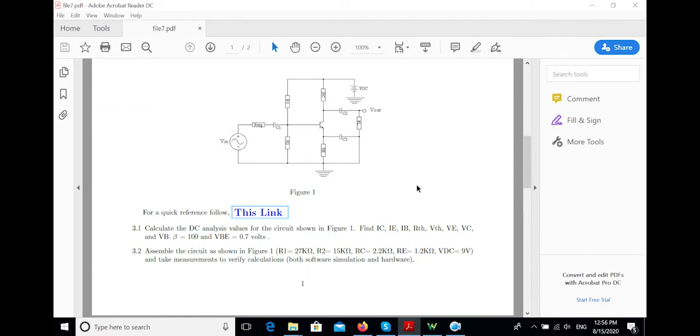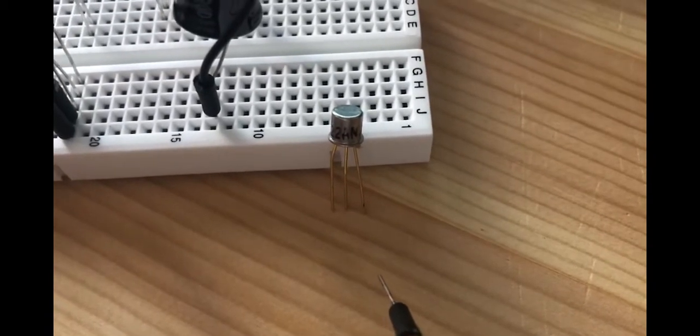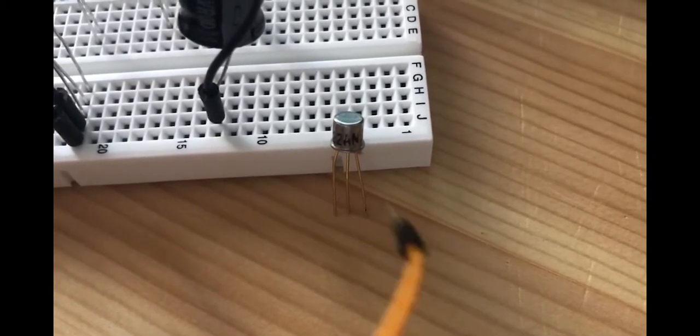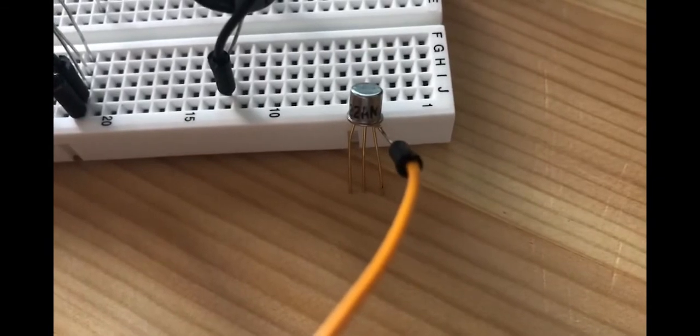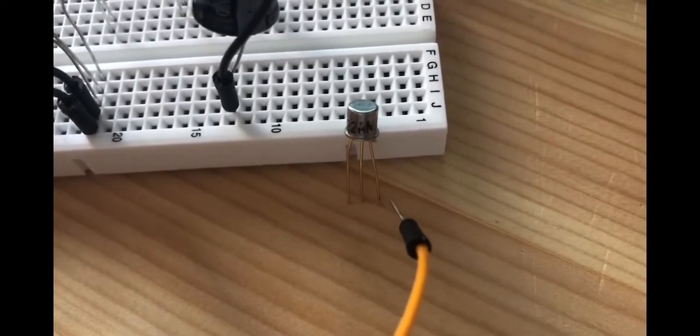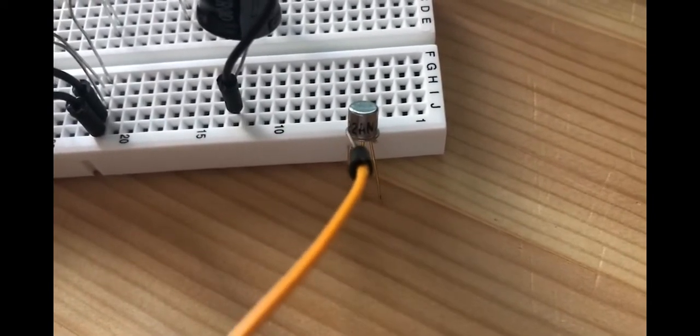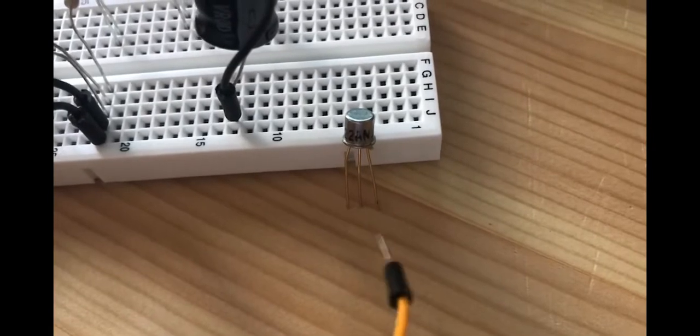There is nothing else here to mention. Let's move to the circuit. You can see the 2N2222 BJT transistor. This notch here is the emitter. So the right pin is emitter, the middle one is base, and the left one is collector.